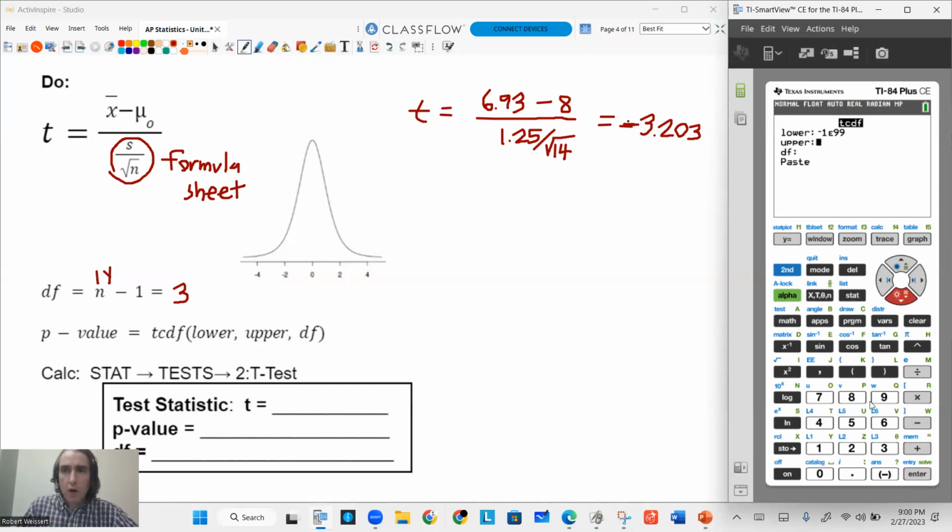So we're going to go below. Negative 3.203 is going to be your upper. Your df is going to be 13, not 3. I don't know why I wrote 3 there.